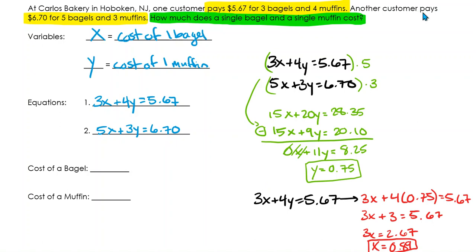All right, so I chose to use elimination. I chose to eliminate x via a common multiple of 15. So that gives me a y value of 75 cents, 0.75, which means that one muffin costs 75 cents. And I got an x value of 0.89, which means that one bagel costs 89 cents. Again, here make sure you use units with your answer. And you can also always use Desmos to check your work. Just plug your system in and make sure that your solution matches.